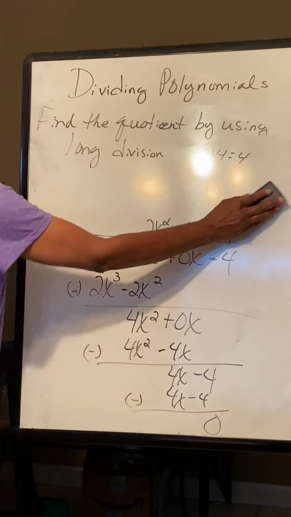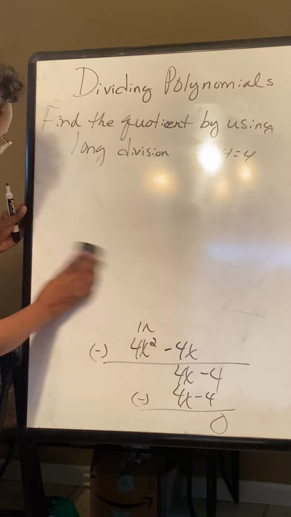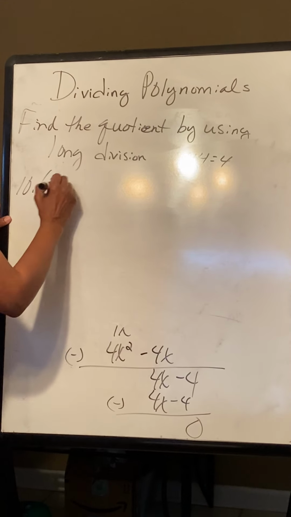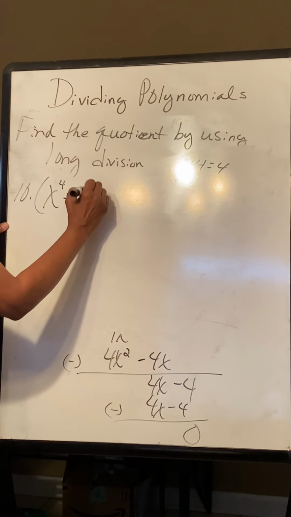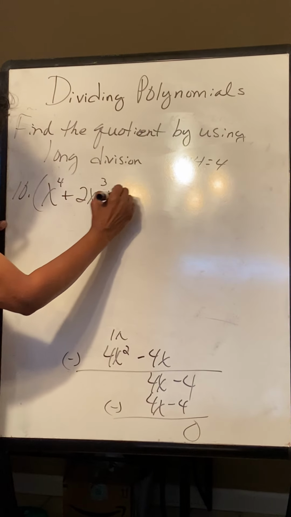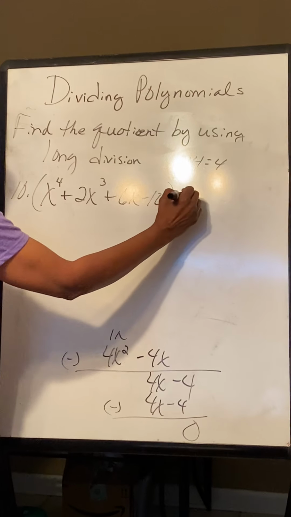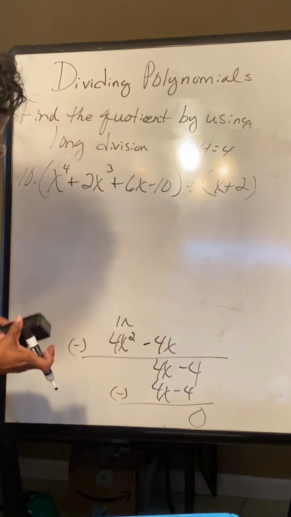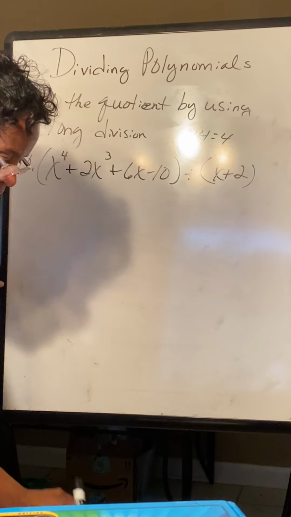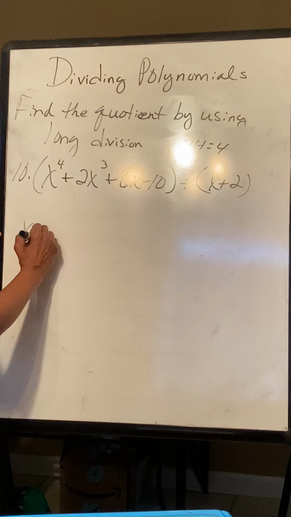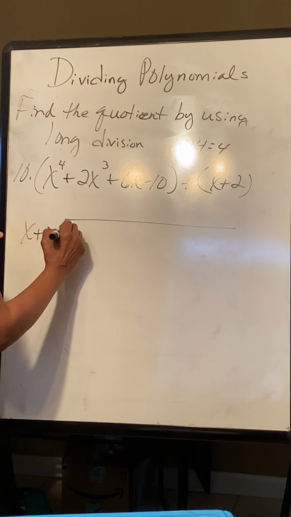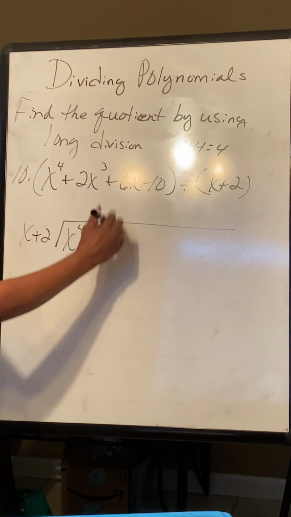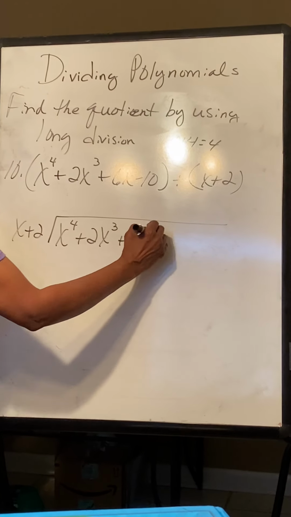One last example. Number 10. If I had x to the 4th plus 2x cubed plus 6x minus 10, and I want to divide that by x plus 2. Again, I have a missing term in this problem. My divisor is x plus 2. I have an x to the 4th plus 2x cubed. I do not have an x to the 2nd, so I'm going to insert a 0.